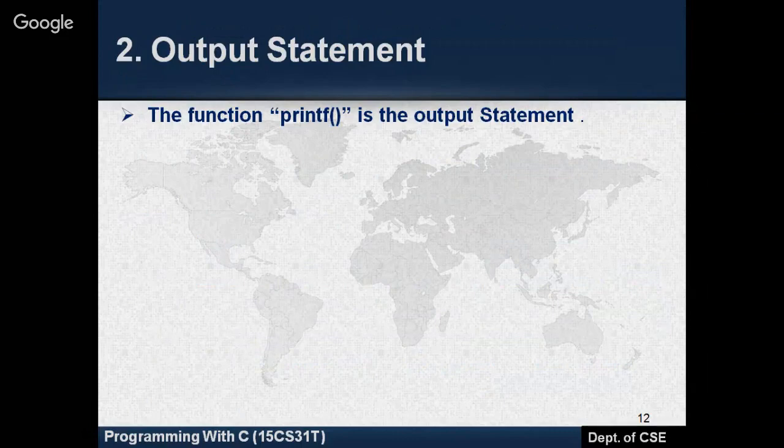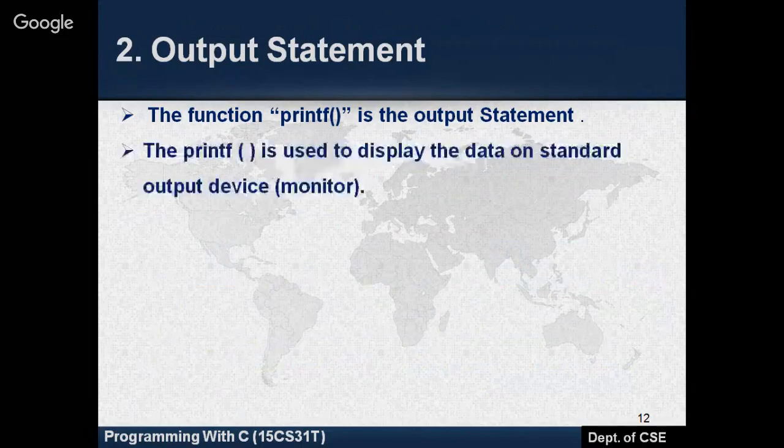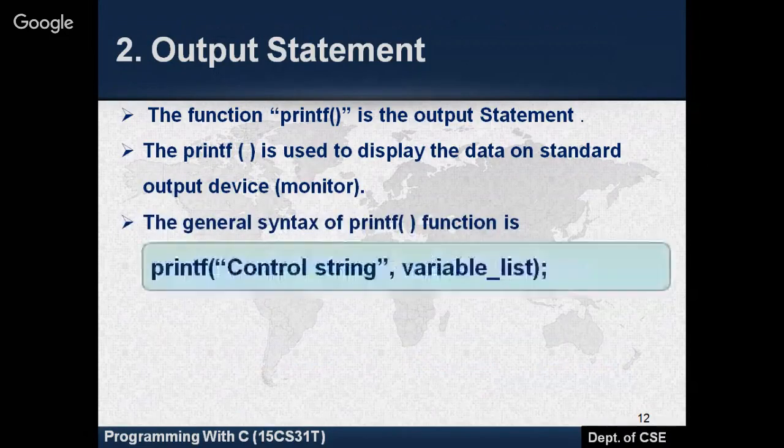The printf function is what we call the output statement. The printf function is used to display the data on the standard output device. On the output device, it displays the value for us. You are going to write like this.